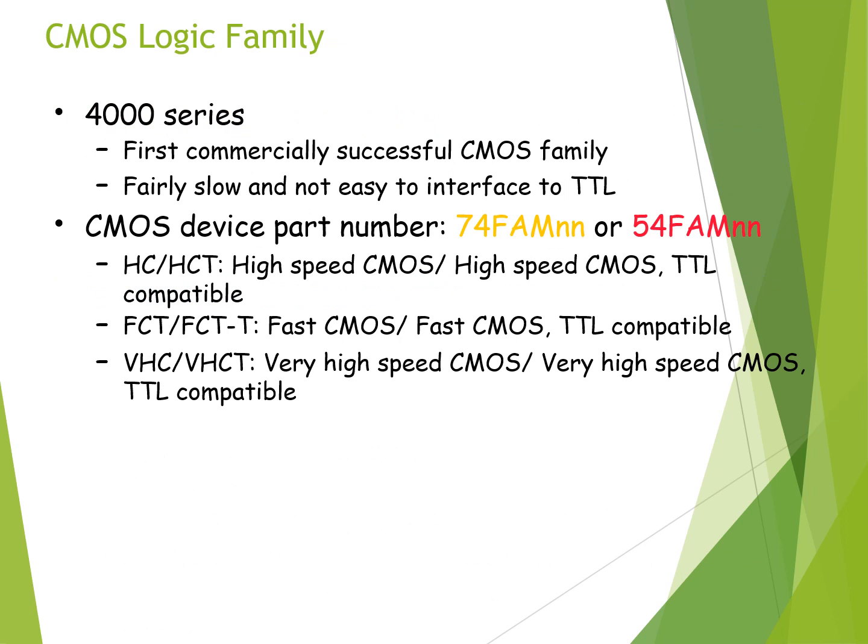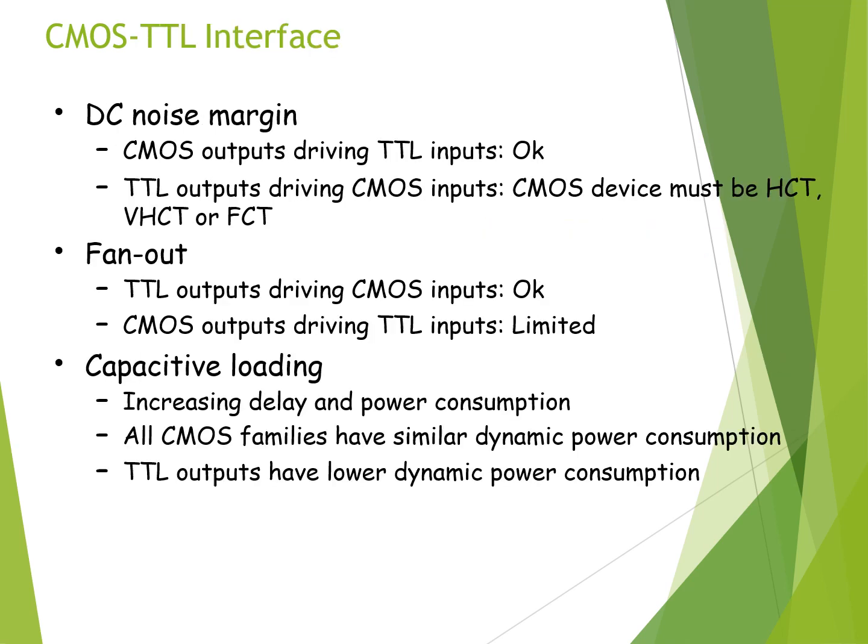The CMOS logic family came out with the 4000 series. It is the first commercially successful CMOS family, but fairly slow and not easy to interface with TTL. Then come the device part numbers 74HCmnn or 54HCmnn, high speed CMOS. Now we are getting CMOS which are compatible with TTL, also with very high speed.